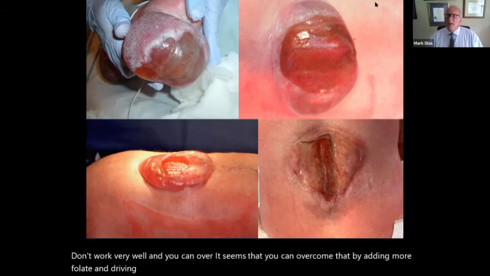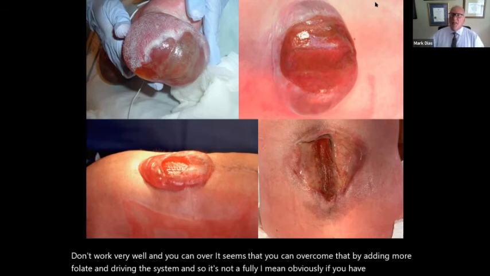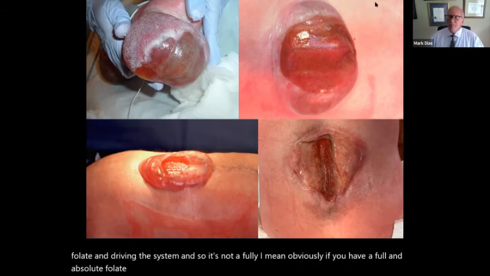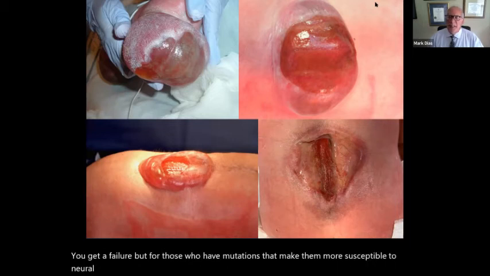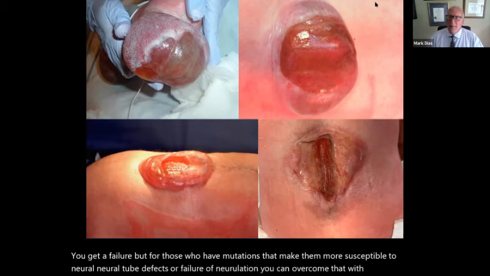And so it's not a folate... I mean, obviously, if you have an absolute folate deficiency, even with a normal system, you get a failure. But for those who have mutations that make them more susceptible to neural tube defects or failure of neurulation, you can overcome that with folate supplementation.